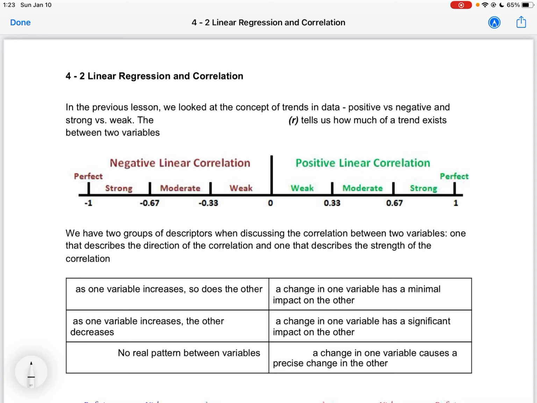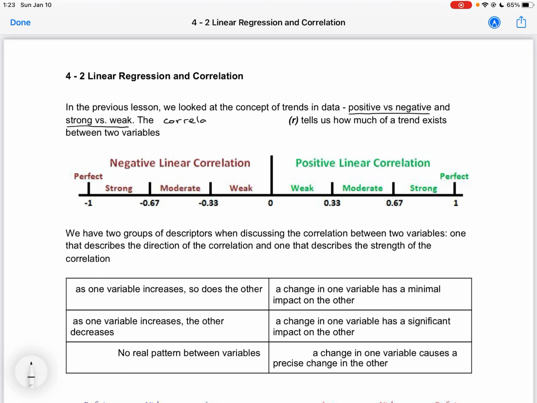In the previous lesson, we looked at the concept of trends in data. So we had two ways to describe a trend: positive versus negative, and then strong versus weak. Before, we were looking at this qualitatively, just based on how close the points were in the scatter plot or how far apart they were. Now we are actually going to quantify it or put a number to it, okay?